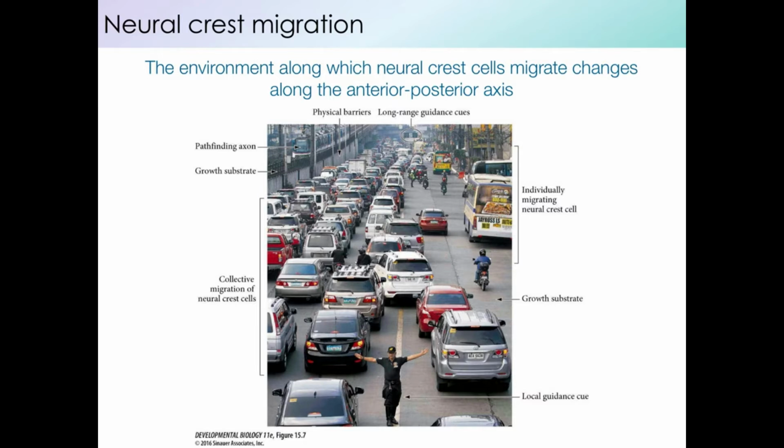Other types of neural crest cells, like cranial neural crest cells, migrate in clusters, so they exhibit what is known as collective migration. Another aspect that is very important for the migration of neural crest cells is the presence of guidance cues. These can be long-range or local guidance cues that are important for guiding neural crest cells along the way. In addition to that, physical barriers will also affect the tissues in which neural crest cells can be found.